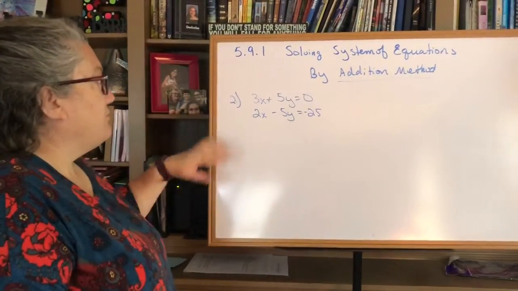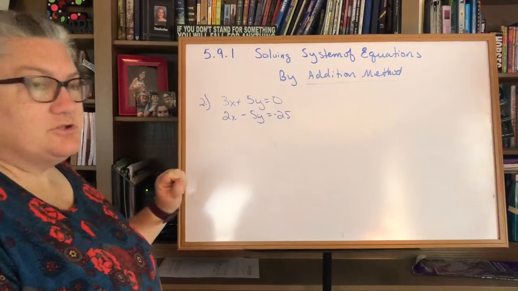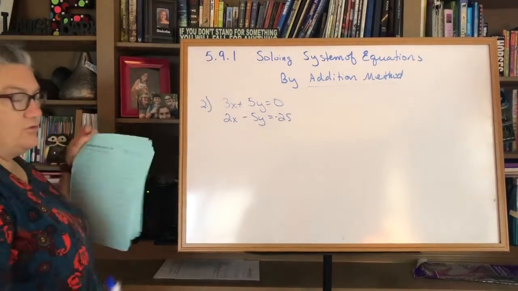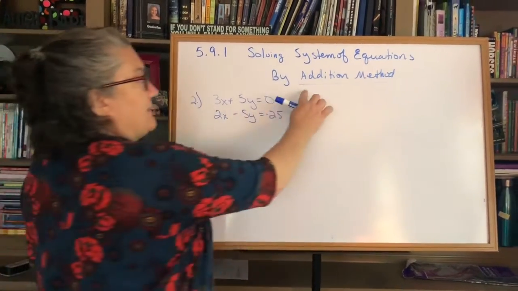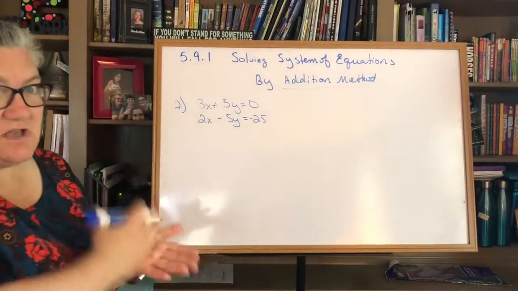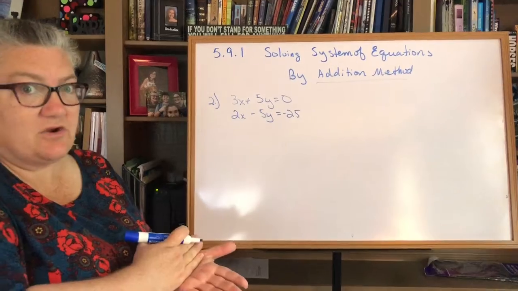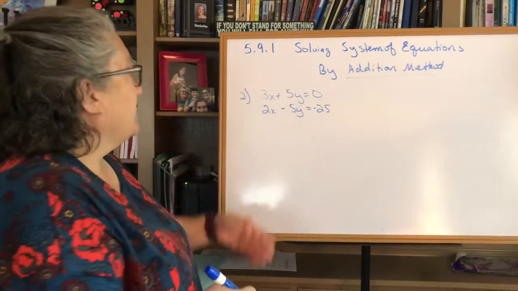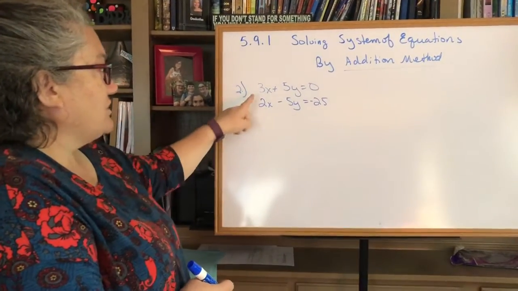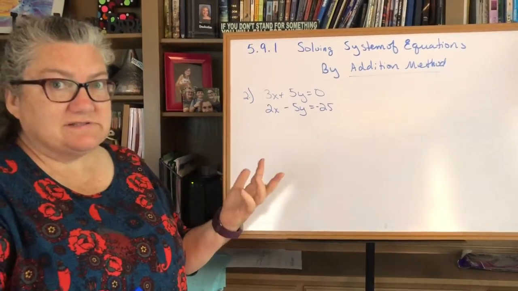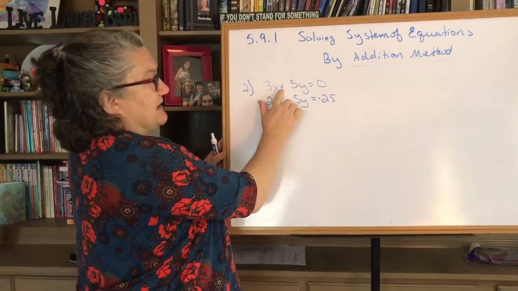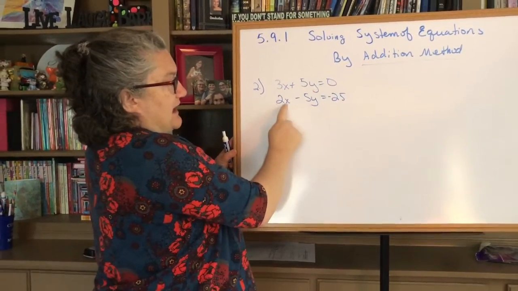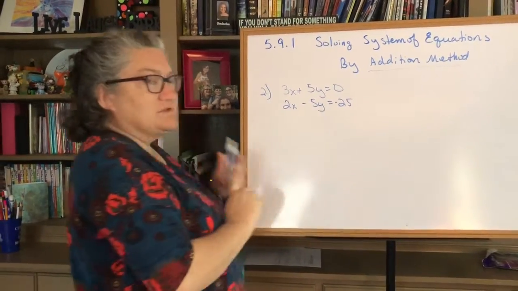Okay, we're still with 5.9, and this is number 2 out of our packet, so you can follow right along with it. The first step when we're solving by the addition method, and if it tells us to solve by addition method, that's the only way we can get credit, is to first write them in ax plus by equals c, or standard form. And we have that form, so that's check.